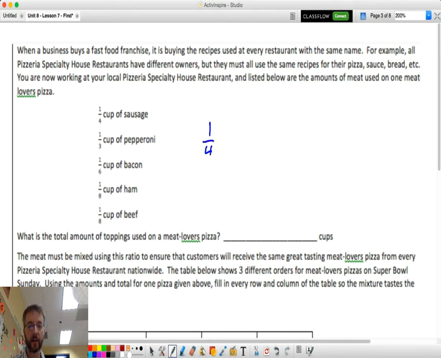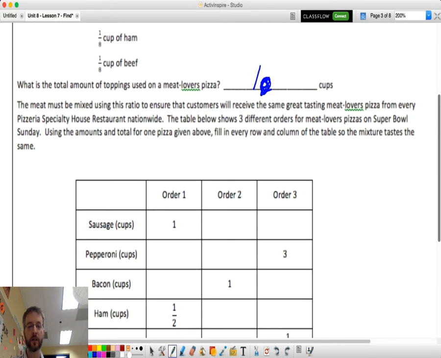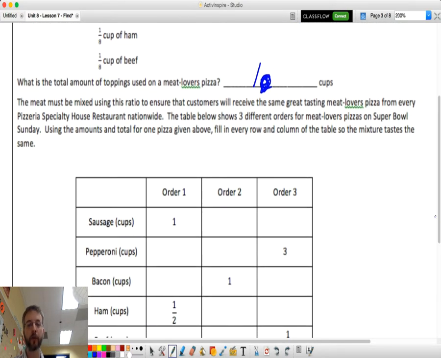Let's see. If I add 1/4 plus 1/3 plus 1/6 plus 1/8 plus 1/8, what does that equal? You're right. It equals 1 cup. The total would be 1 cup. The meat must be mixed using this ratio to ensure that the customers will receive the same great tasting Meat Lover's pizza from every Pizzeria Specialty House restaurant nationwide.